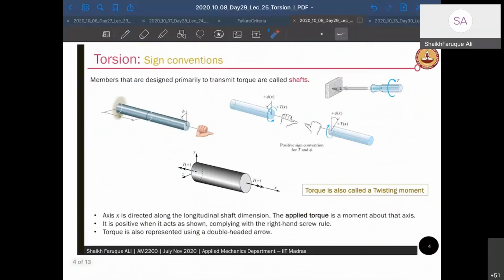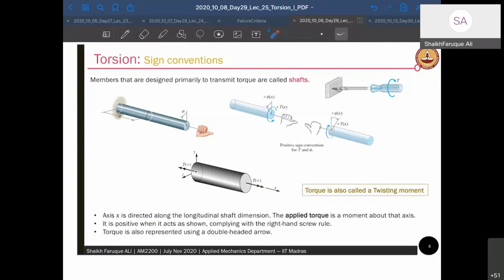So when we talk about torsion, we need to look into sign convention. This is very important, and this is where a lot of us get confused. A torsion is represented by a double arrow, like a moment. And you have to use the right hand rule or corkscrew rule to find the direction of torsion.